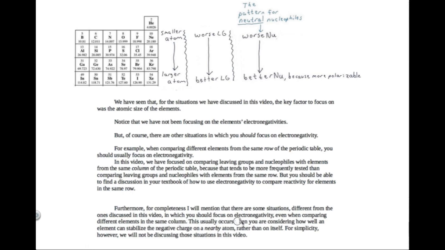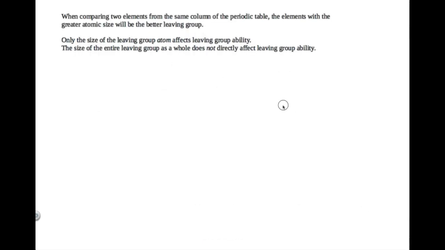That usually occurs when you're considering how well an element can stabilize the negative charge on a nearby atom rather than on itself. But for the sake of simplicity, we will not be discussing those situations in any detail in this video. Now let me warn you against a mistake that I sometimes see students make after they learn this material. We've learned that when you're comparing two elements from the same column of the periodic table, the element with a greater atomic size will be the better leaving group.